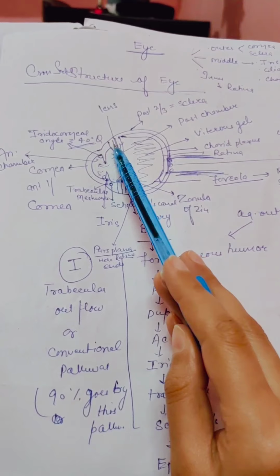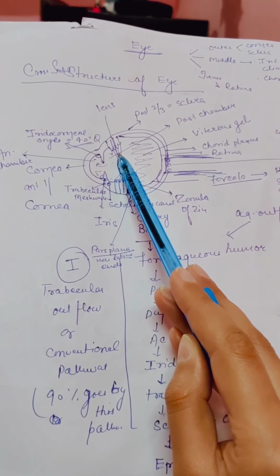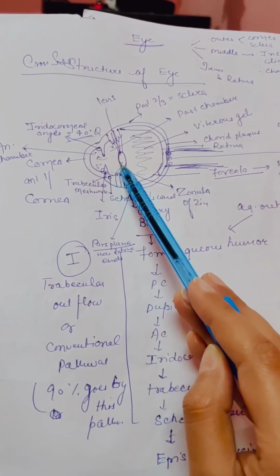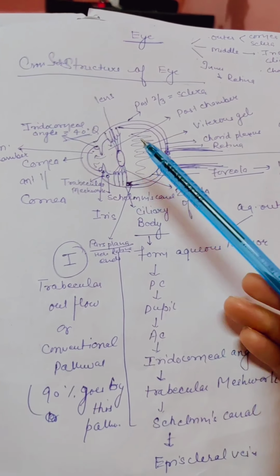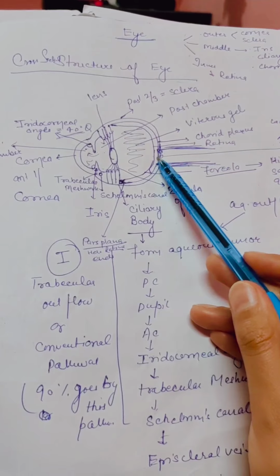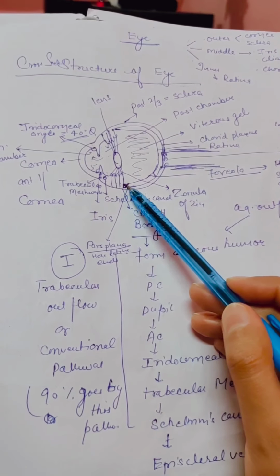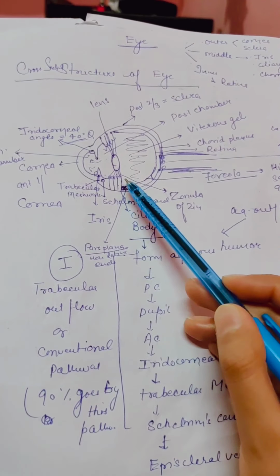From the ciliary body there are the zonules of Zinn. These fiber-like structures hold the lens together. Behind the lens there is a cavity. It is filled with vitreous gel. As the middle portion, this is the choroid. This portion is behind the ciliary body.